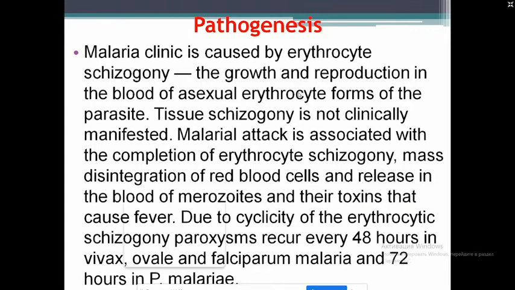that cause fever. Due to cyclicity of the erythrocytic schizogony, paroxysms recur every 48 hours in vivax or ovale and falciparum malaria and 72 hours in Plasmodium malariae.